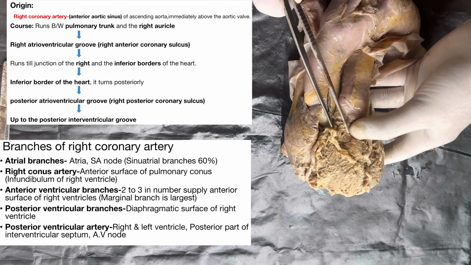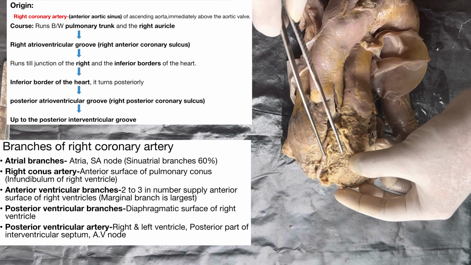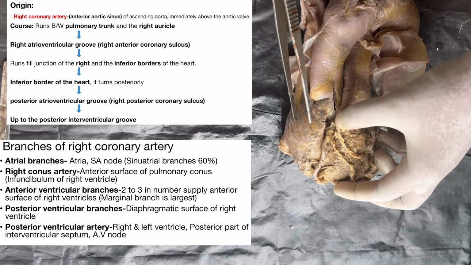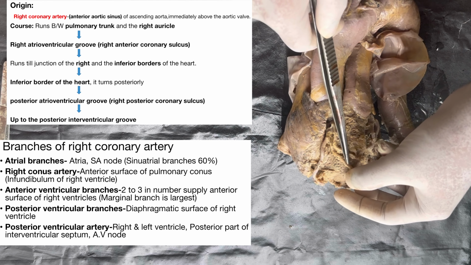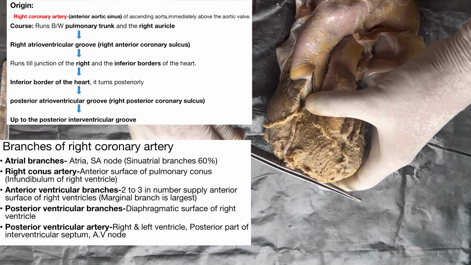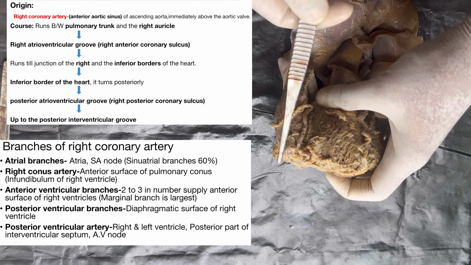Similarly we have interventricular branches. So these all are the interventricular branches, which are 2 to 3 in number, and supply the anterior surface of the right ventricle. Now after crossing the atrioventricular groove, it runs between the junction of the right and the inferior border of the heart, and near the inferior border of the heart it turns posteriorly.